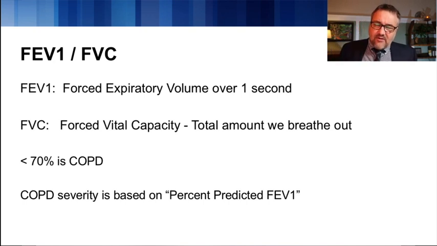Now, COPD severity is actually looked at a little bit differently. It's looked at based on the percent predicted FEV1, and that is to say that different people have different amounts of air that they should be able to blow out over a second, and that's based on age, height, gender, and race, and that all predicts what our FEV1 should be. And if we want to determine how severe the COPD is, then we look at FEV1 compared to a predicted model of where that should be.